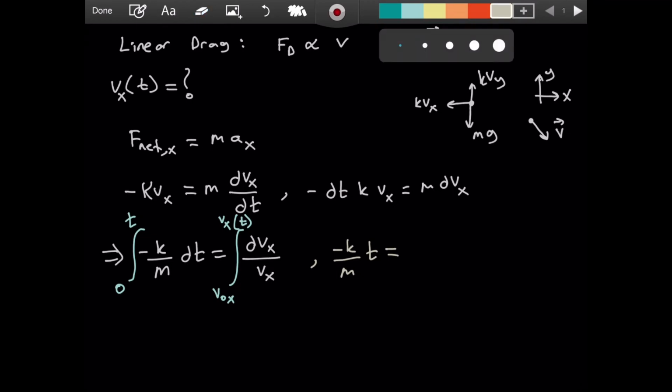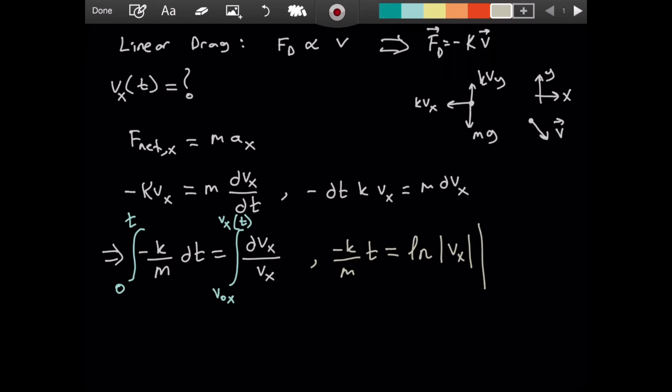This is basically asking which function has the derivative 1 over x, and that function would be ln of x. However, there is a little nuance, that is, there is an absolute value, because the argument of ln cannot be negative. That's why we put the absolute value. Of course, we don't forget the boundaries vx of t and v0 x.